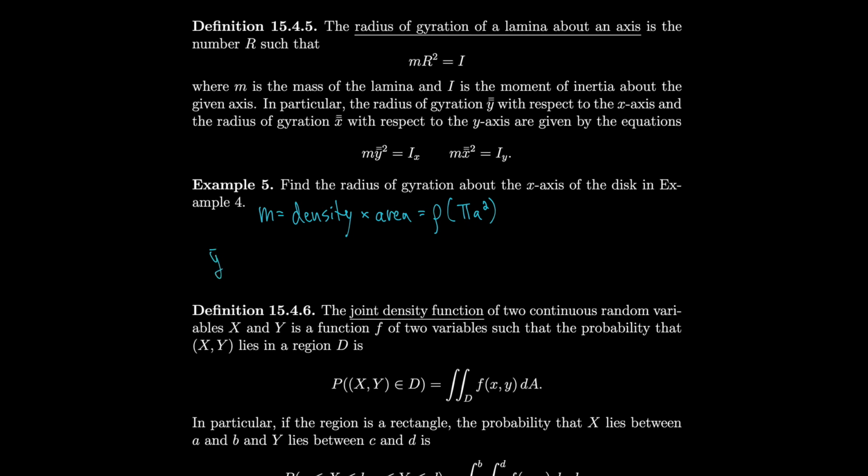Okay, so now we can get y double bar. So y double bar squared is Ix divided by m. And that's just going to be 1/4 pi rho a to the 4th divided by rho pi a squared, which is a squared over 4, with everything canceling. So we can take square roots and we get that y double bar is equal to half a, or a over 2.